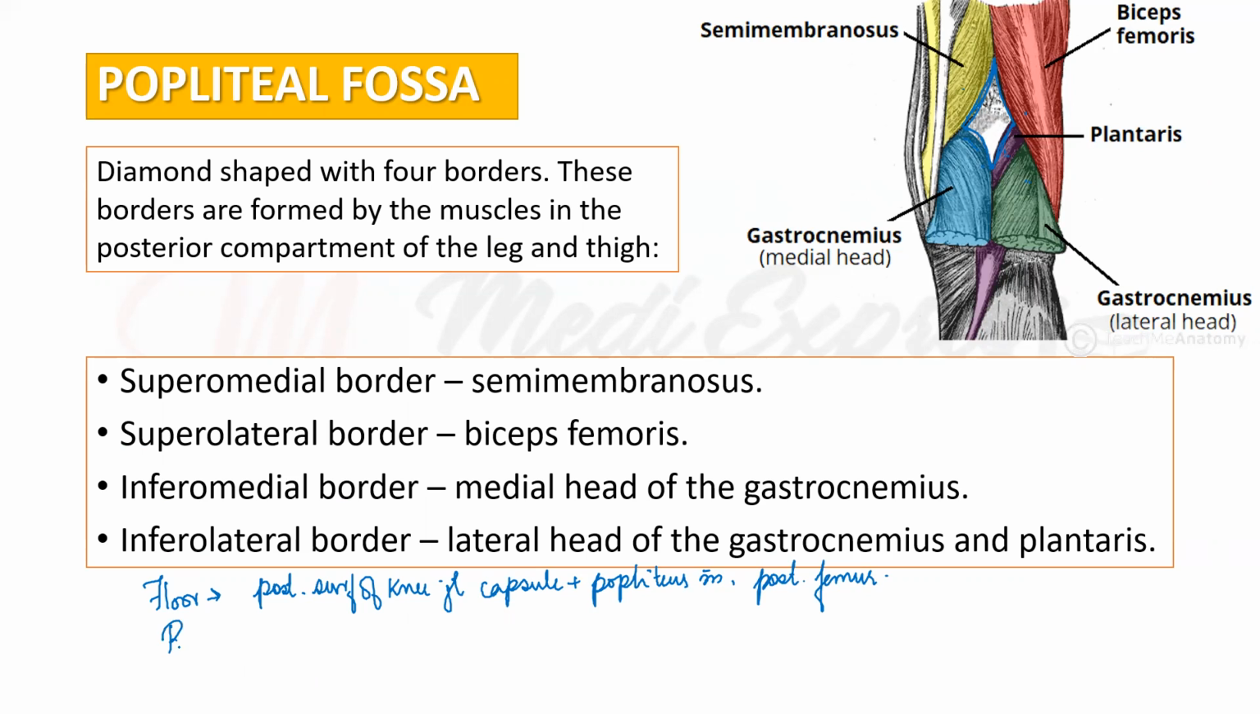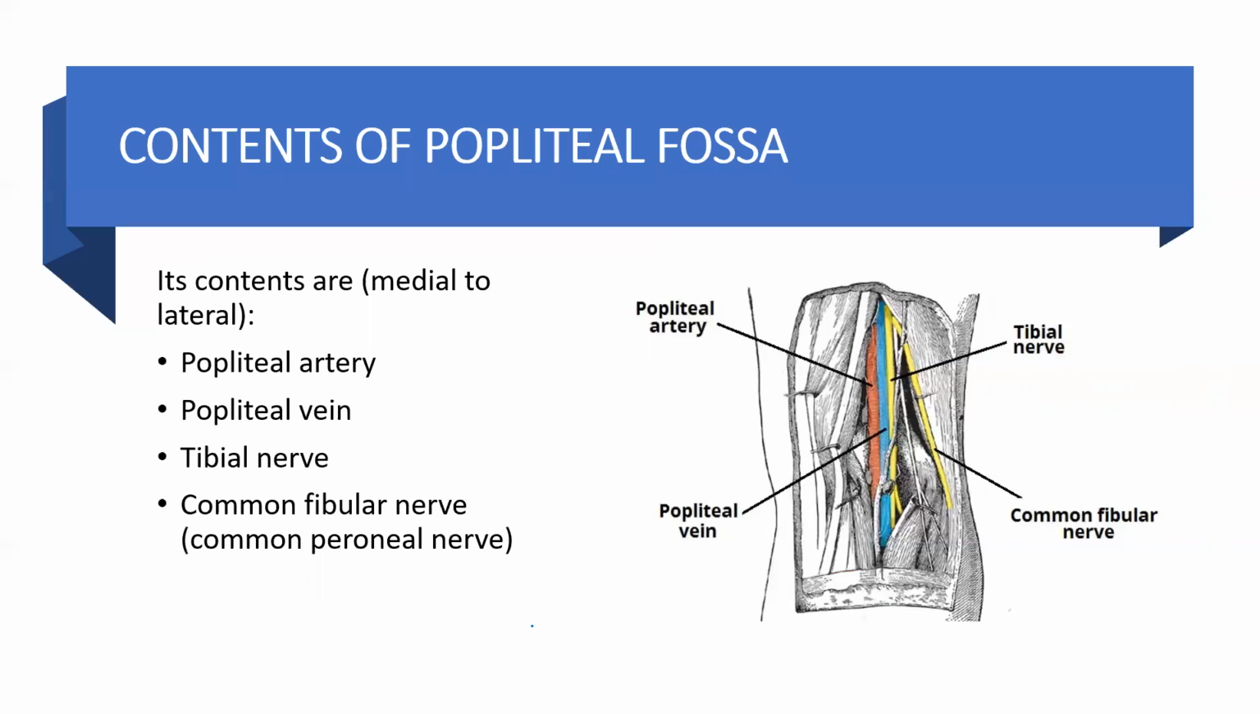Okay. And what is the roof of these? Roof we have popliteal fascia as well as skin. So borders we have seen, we know what is there in the floor as well as what is there in the roof. Okay. So next one is the contents of popliteal fossa, very important one.